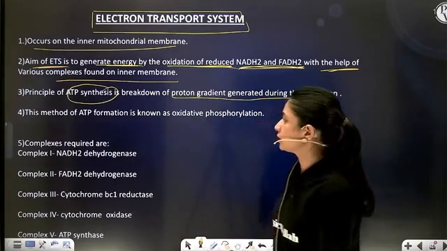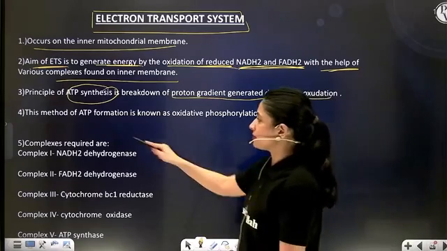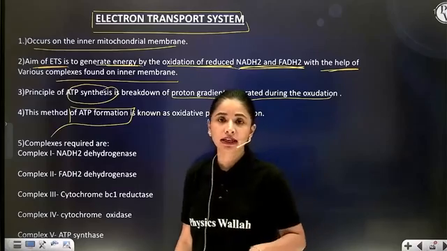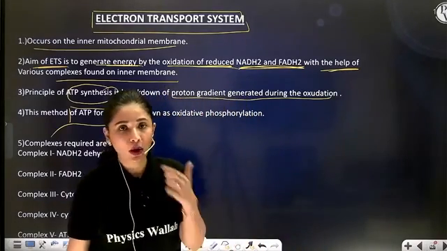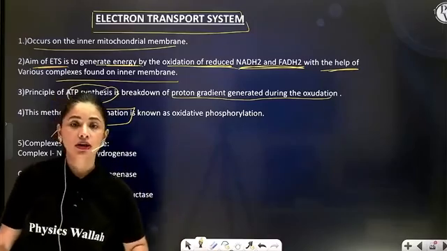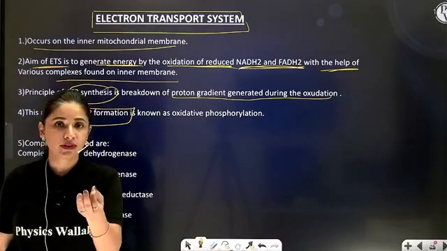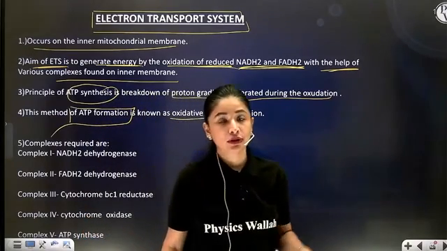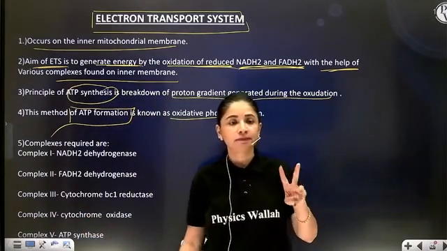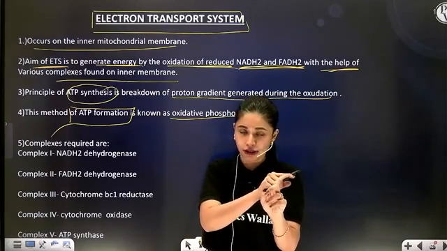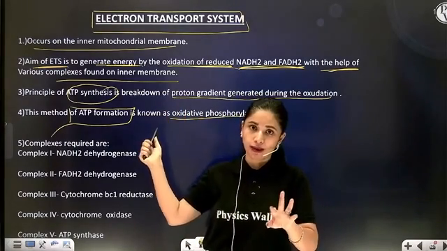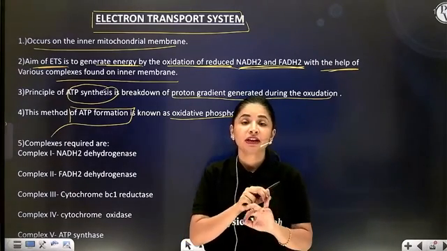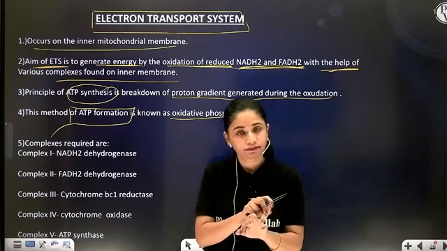Okay. Fourth, now this method of ATP formation, which method? That is generation of ATP by the help of proton gradient by performing oxidation of some reduced equivalents is known as oxidative phosphorylation. So there are 3 methods of producing ATP. One is substrate level phosphorylation, second is oxidative phosphorylation, and third is photophosphorylation, which you study in chloroplast, right?